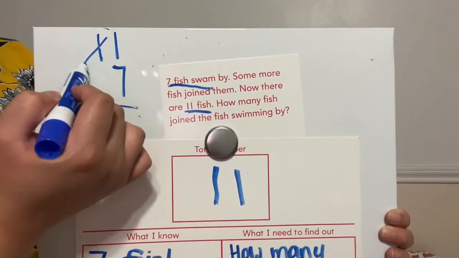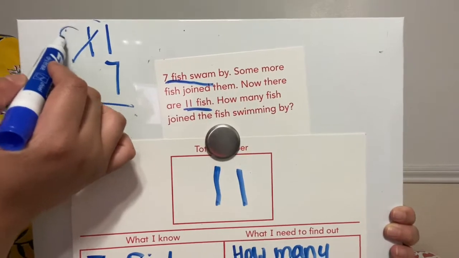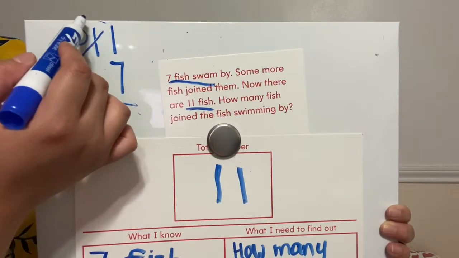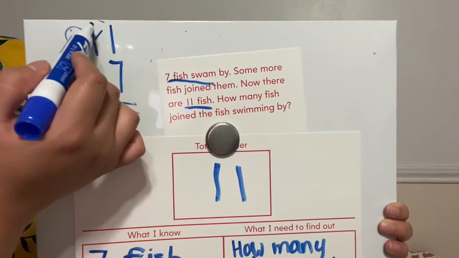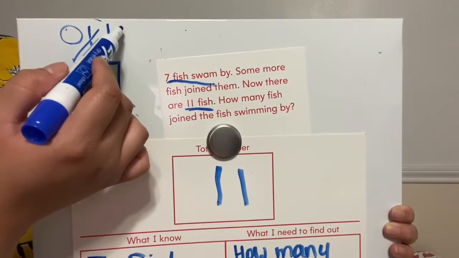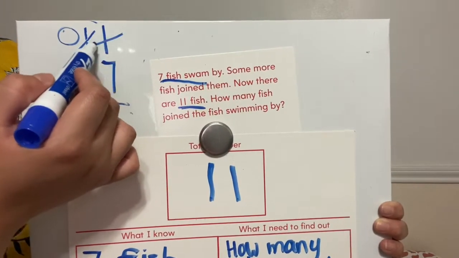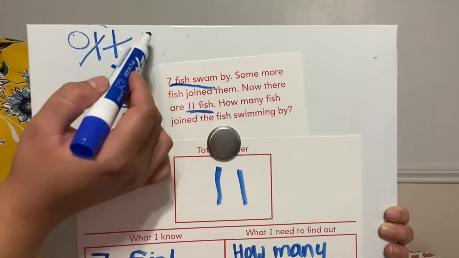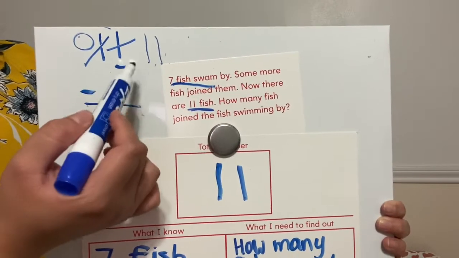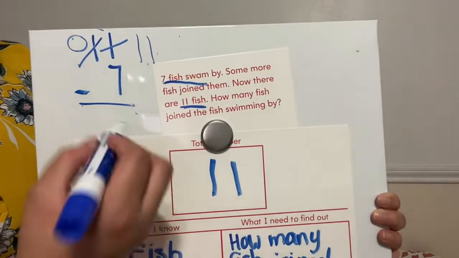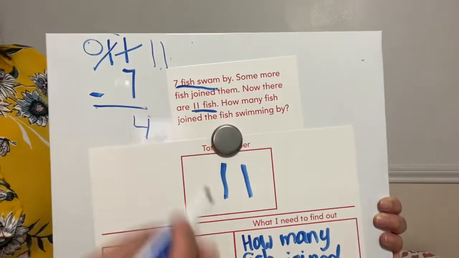We're going to scratch out that 1. That turns into the 0. Then since we borrowed that 1, we're going to put it over here. So we're going to scratch out that 1. It's going to turn into an 11. So 11 minus 7 equals 4.